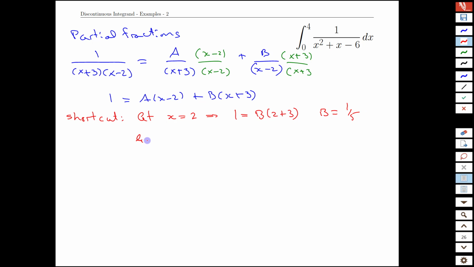And if we do the same thing again, but this time letting x equal -3, we have this equation transformed. The left-hand side is still 1. The right-hand side is now a times -3 minus 2. And then the b is times 0, so we don't have it. And so we end up with a equals -1/5.